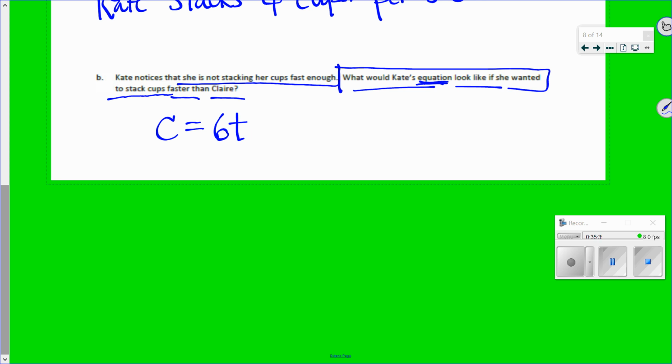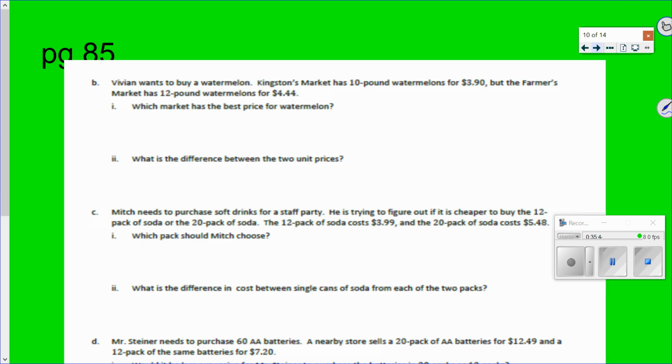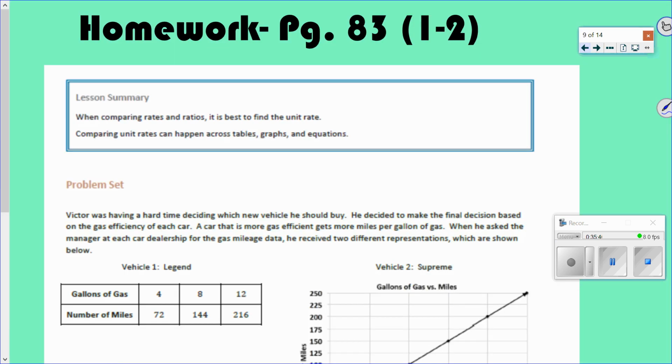I think this is the homework page. Okay, guys, this is your homework. Go ahead and tear out page 83 and also page 89.